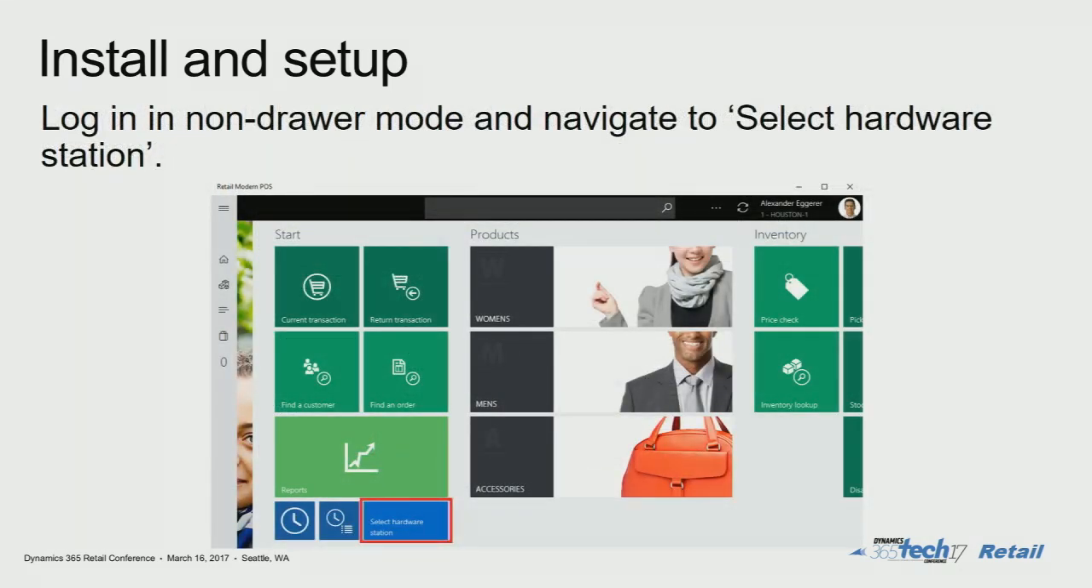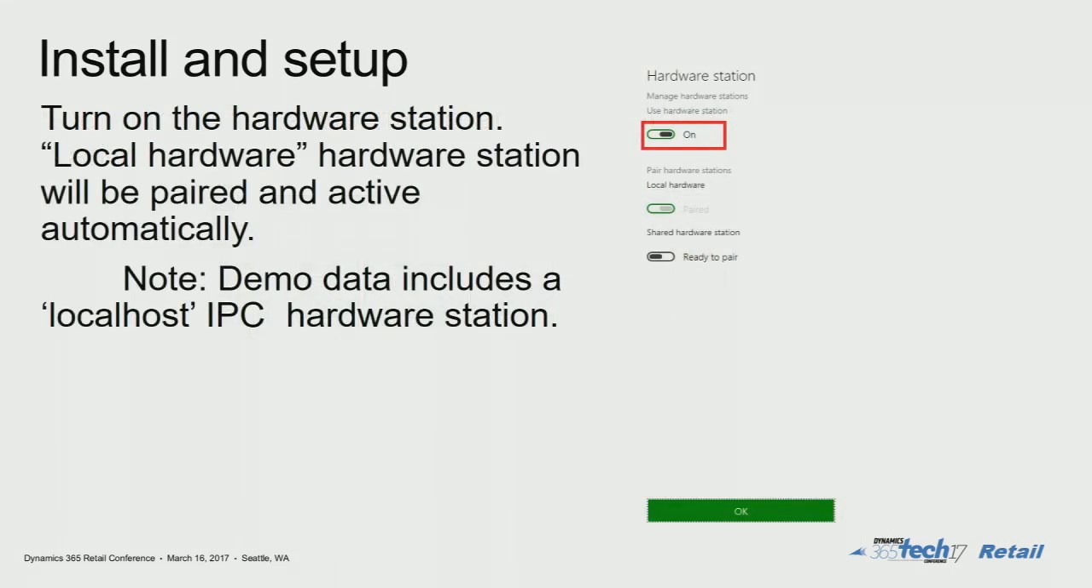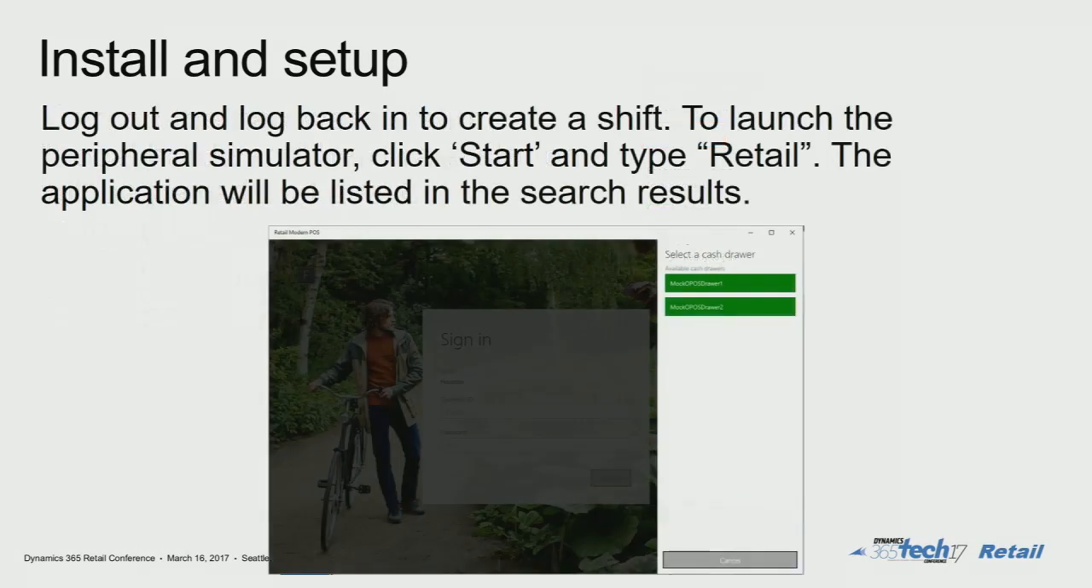But this will probably be more useful later on when you're using it, if you want to go back and reference this setup. So just log into point of sale in non-drawer mode, and then, if you're using demo data, select hardware station operation down there. And you need to turn on your hardware station. If you're using MPOS as a modern app, you can use the built-in hardware station, and it's really easy. You just click 2 buttons, and it should work just fine. And that's included in demo data.